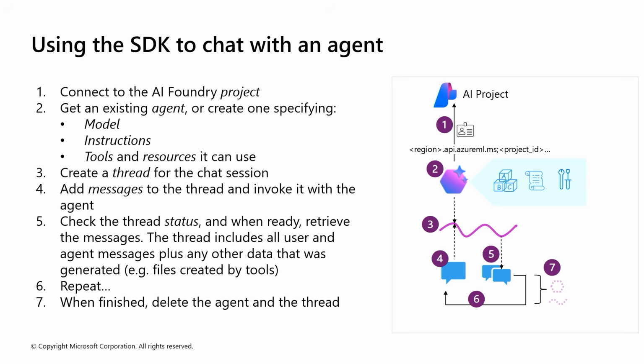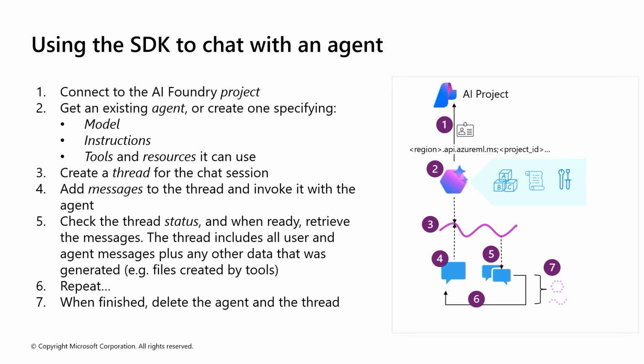Connect to the AI Foundry project for your agent using the project connection string and Entra ID authentication. Next, get a reference to an existing agent that you already created in the Azure AI Foundry portal, or why not create a new one? From there, you're going to create a thread for that chat session with the agent.